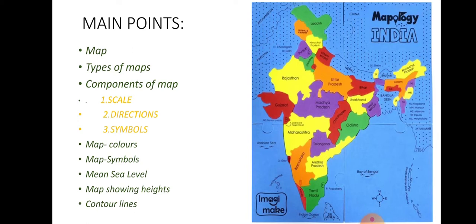In the following slides I am going to explain these main points. First one, map. What is a map? Second, types of maps, components of maps like scale, directions and symbols. Next, maps and colors, maps and symbols, mean sea level, and maps showing heights and contour lines. So come on, let us go and see one by one.